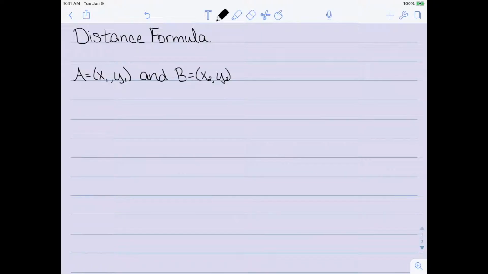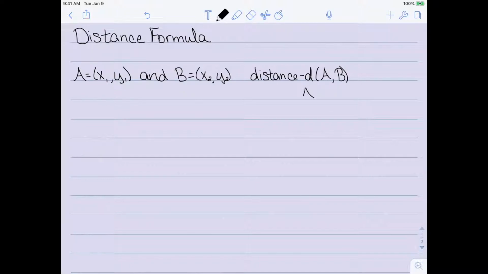Now that we know how to plot points, let's look at a couple of things that we can find from them. The first thing we're going to look at is the distance formula. For the distance formula, the idea is we're going to find the distance between 2 points, (x1, y1) and (x2, y2). And we're going to denote the distance by d(a, b). So that means the distance between a and b.